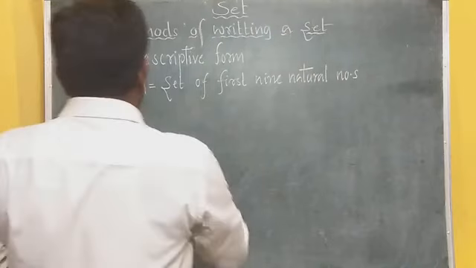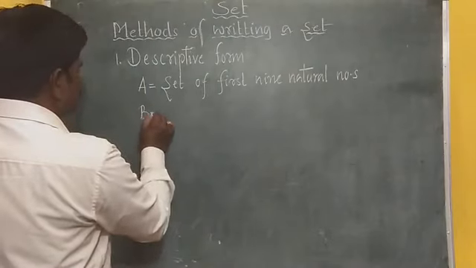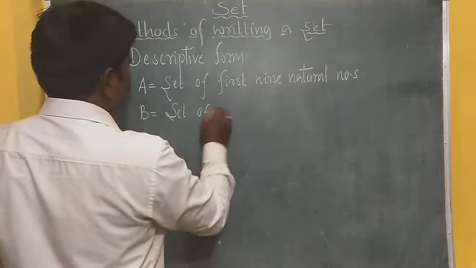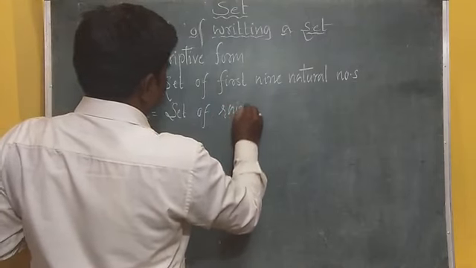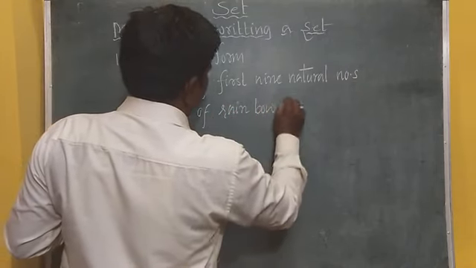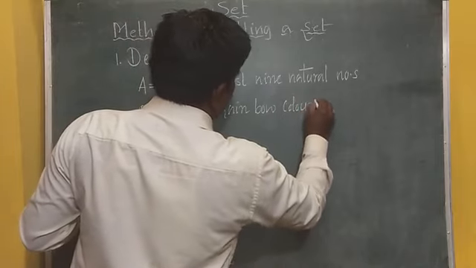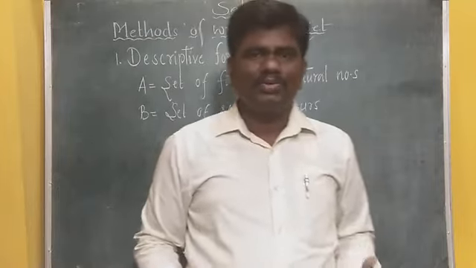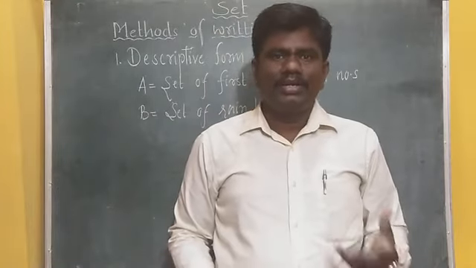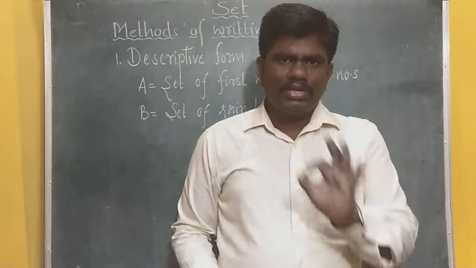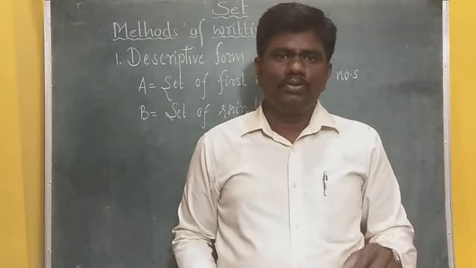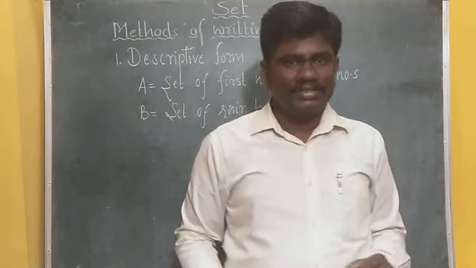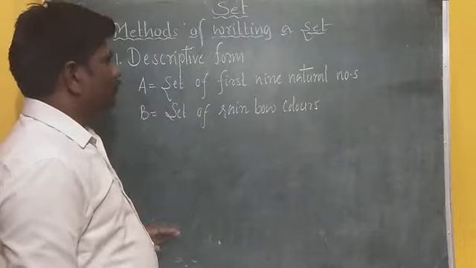I'm just giving you another example. B is equal to the set of rainbow colors. When you read this statement, you know what elements must be written. In this way, the statement describes what elements you have to write. This method of writing the set is called the descriptive form of writing the set.